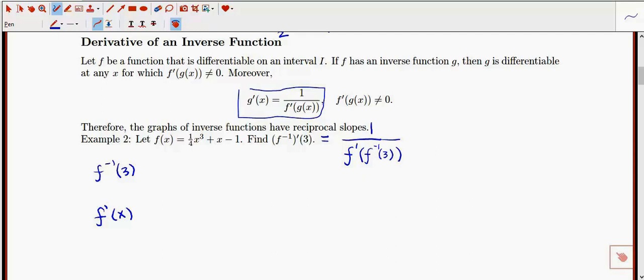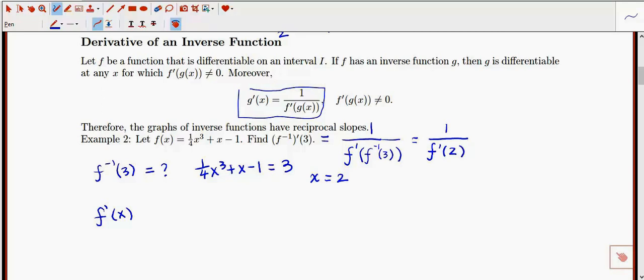F inverse of 3 equals what? It's the same as asking what value of x gives you the value 3. So solving this cubic polynomial, we get x equals 2. So what we are really looking for is 1 over f prime of 2.